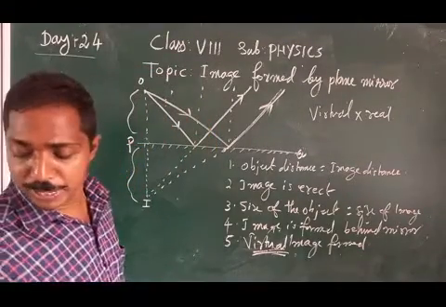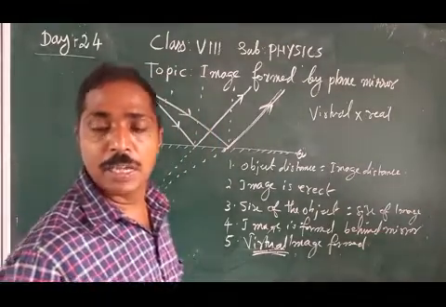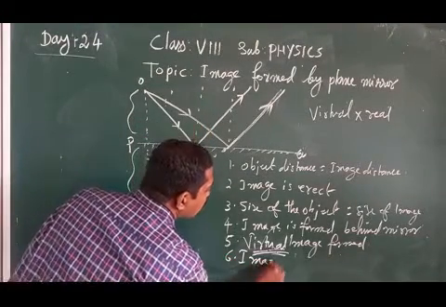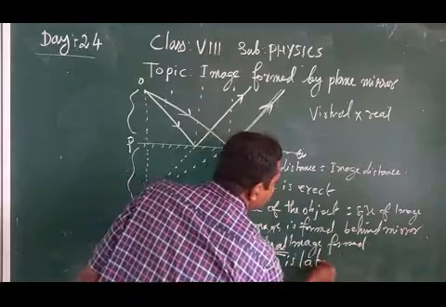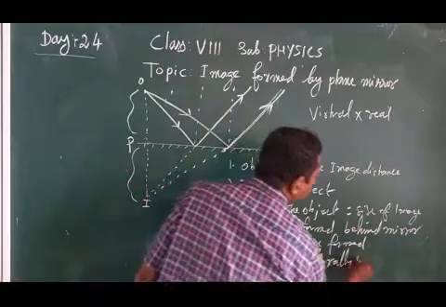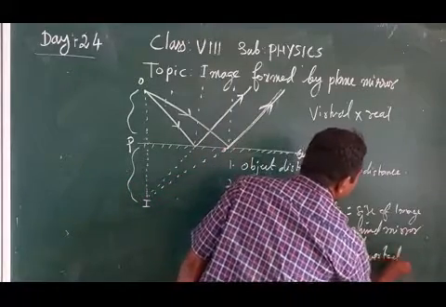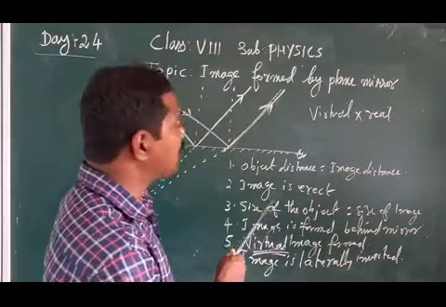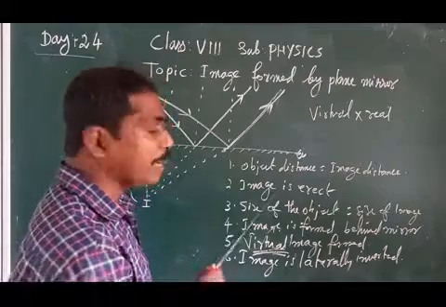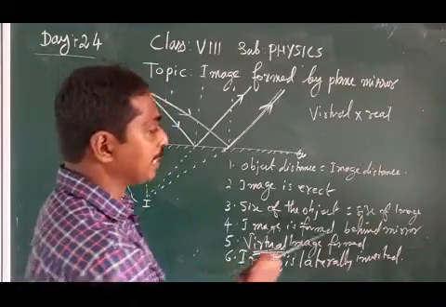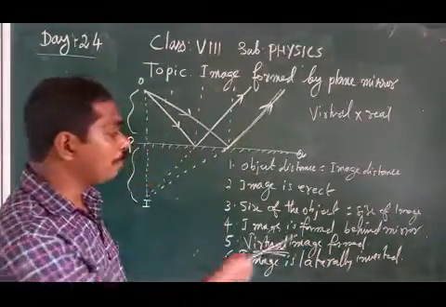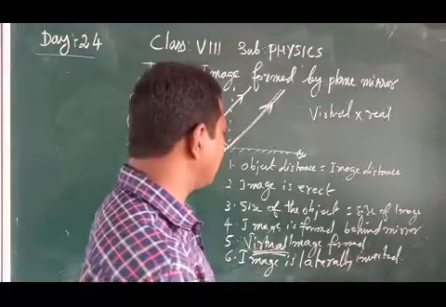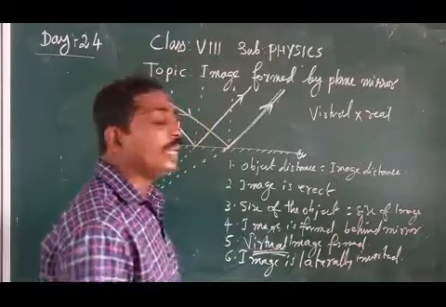The next point we are going to learn about a plane mirror is that the image is laterally inverted. Laterally inverted, that I will explain. So by that we learned a total of 6 points. The first one, object distance and image distance are equal. Image is erect. Size of the object and the size of the image are equal. Image is formed behind the mirror where the object is in front of it. Then the image formed by a plane mirror is virtual. Then the image is laterally inverted.